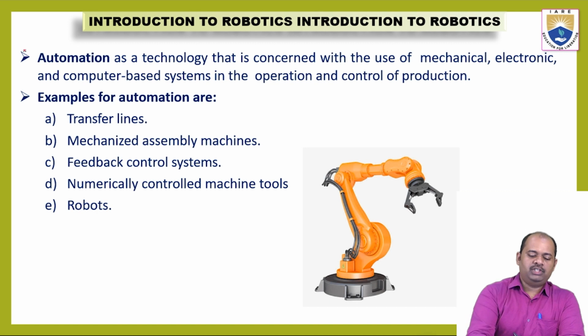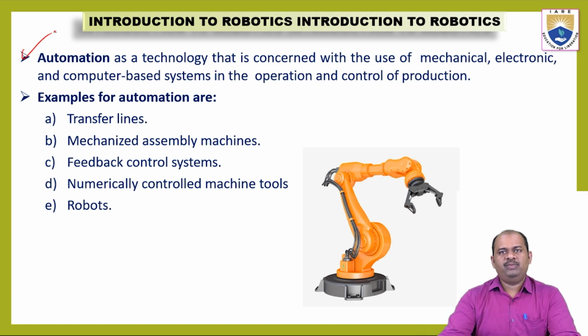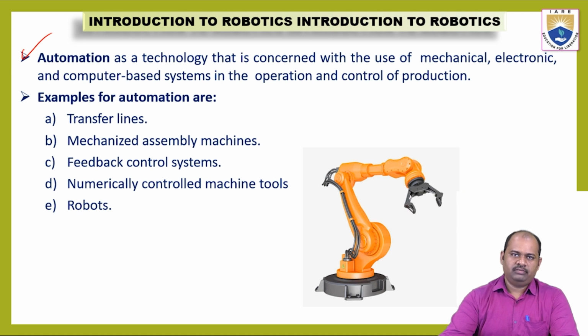So let us see what is automation. Automation is a technology that is concerned with the use of mechanical, electronic, and computer-based systems in the operation and control of production. So any mechanical machine can be used for automation. Okay. I take the example of a CNC machine, which is fitted to a lathe. The lathe machine is a conventional type of machine which is used for turning objects. Now this lathe machine is connected with a computer numerical control where it is automated.